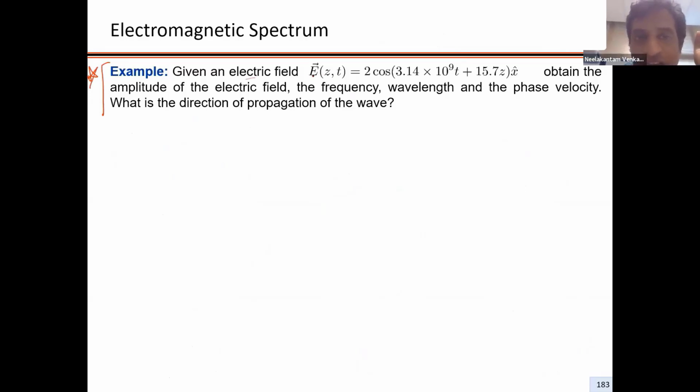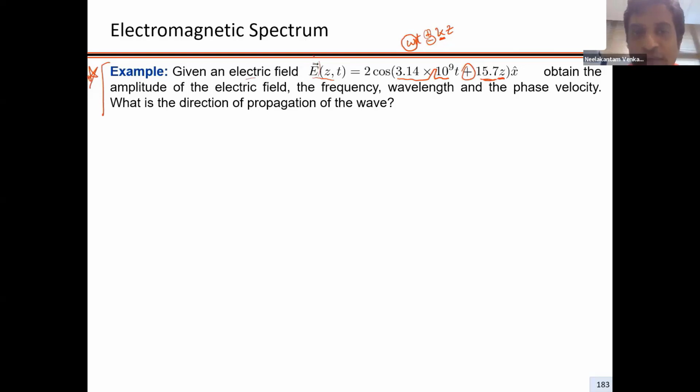An electric field is given to be of this sort. Is it one-dimensional or two-dimensional? It's having only z in it. And you see how is it a function of z? Because it is of the form omega t plus or minus kz. So you see this omega is this term here. The k is this term here. And of the plus or minus, you got a plus here.